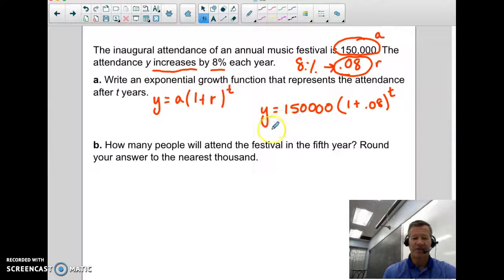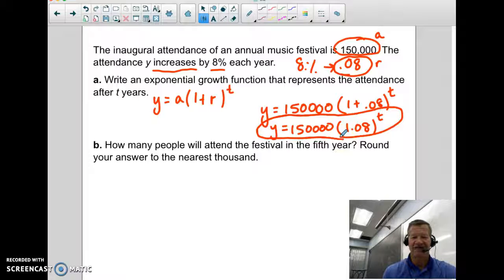Now, we can add 1 plus 0.08 to make it look a little bit nicer. We can just say y equals 150,000 times, well, 1 plus 0.08 is like adding $1 to 8 cents, that's $1.08, to the t power. This is the function that we're going to use to find the population at any given time.